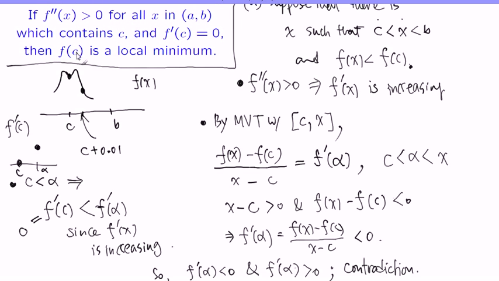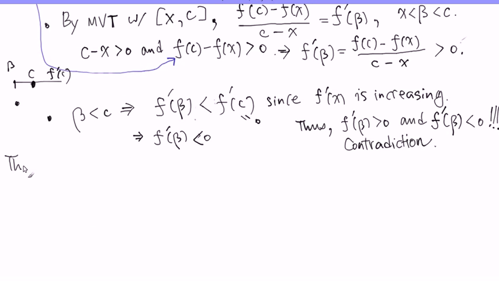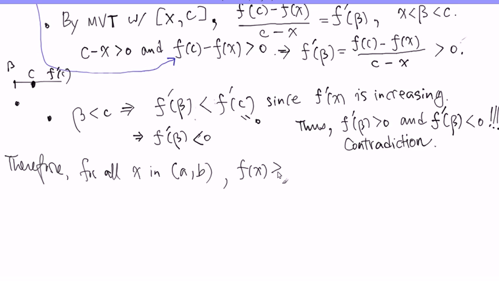Everything is greater than or equal to f of c, right? Does that prove it's a local minimum? Yeah, because of that, therefore, for all x in that interval, a to b, to the left of c and to the right of c, f of x is always greater than or equal to f of c. That means f of c is the lowest value in that interval. It's a local minimum. Make sense?